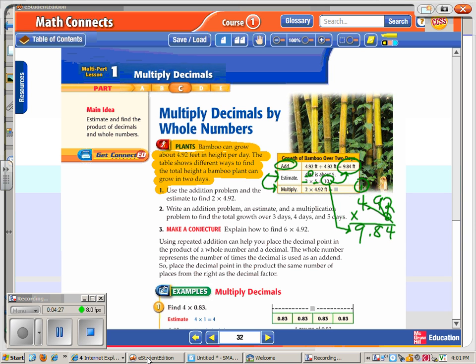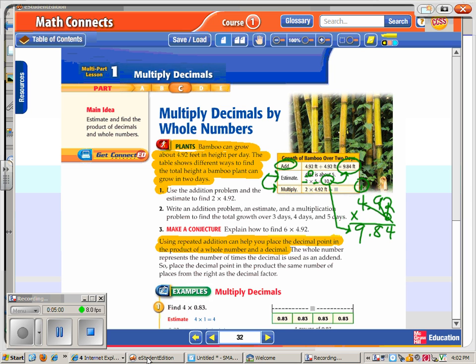All right. When we are talking about multiplication of decimals, when we talk about using repeated addition, that can help us understand why the place value or the decimal stays the way that it does. In 4th grade, we don't spend much time on this. It's not a standard that we work on with decimals. I'm so sorry. So here we go. Using repeated addition can help you place the decimal point in the product of a whole number and a decimal.